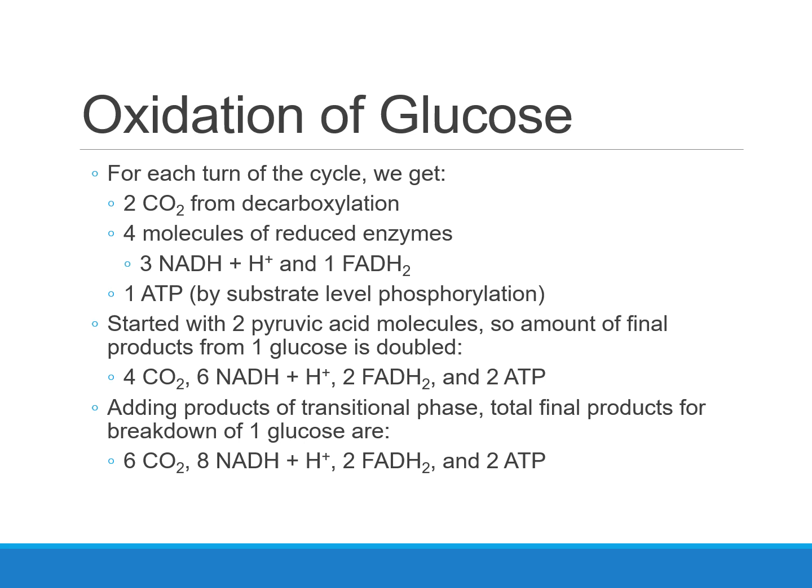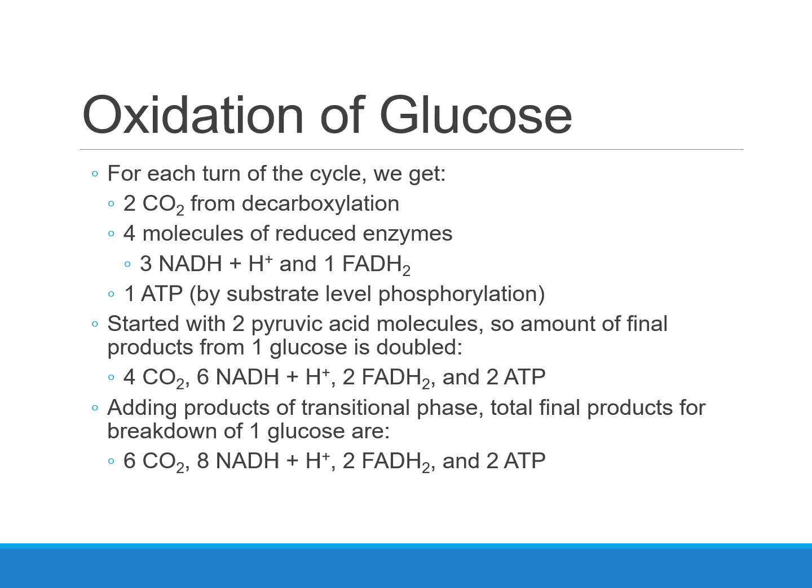For each turn of the cycle, we get 2 carbon dioxides, we get 4 molecules of the reduced enzymes, and we get 1 ATP. We started with 2 pyruvic acid molecules, so the amount of the final products from 1 glucose is doubled because we have to go through that whole process 2 times.